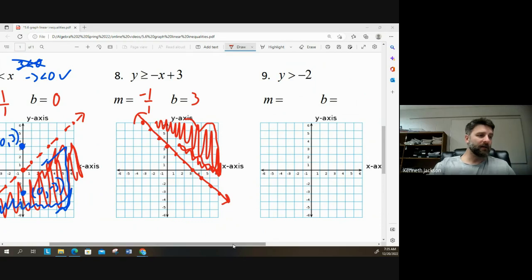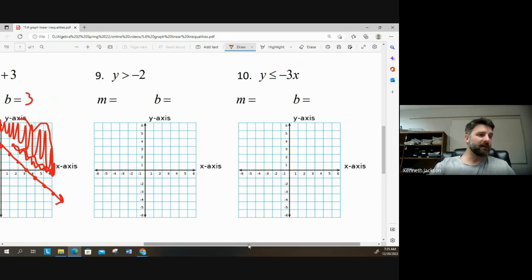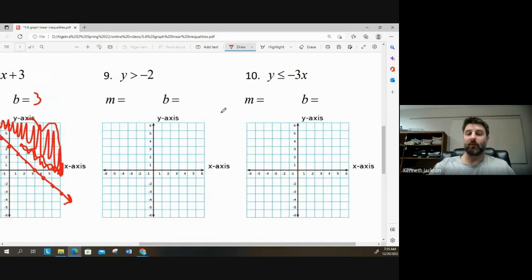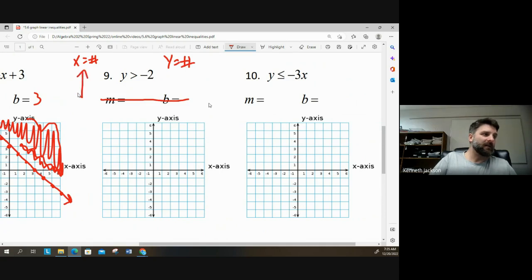On number 9, you might notice that we're missing a variable. We only have a y. We don't have an x. So if we have a single variable equation, we can kind of throw slope-intercept form out the window. We need to remember that x equal a number makes a certain kind of line, and y equal a number makes a different kind of line. Well, x equal a number makes a vertical line, and again, this was all discussed in Algebra 1, and y equal a number makes a horizontal line.